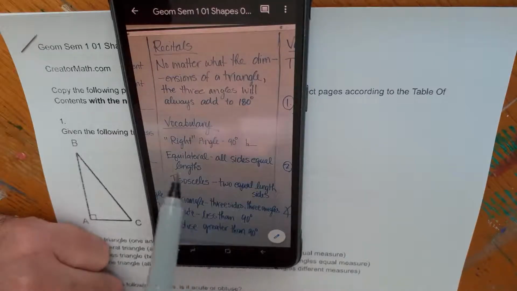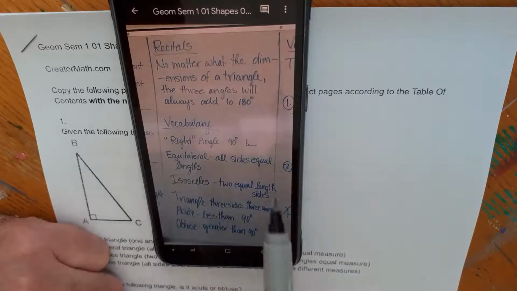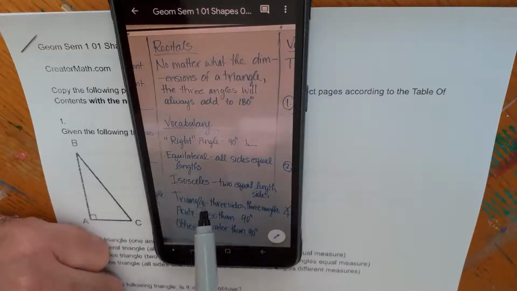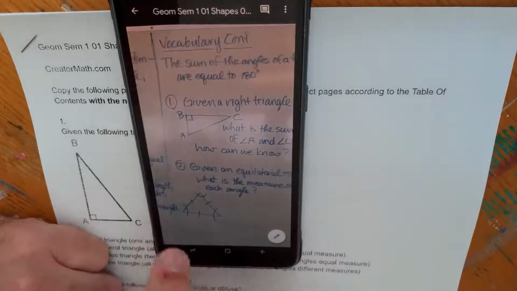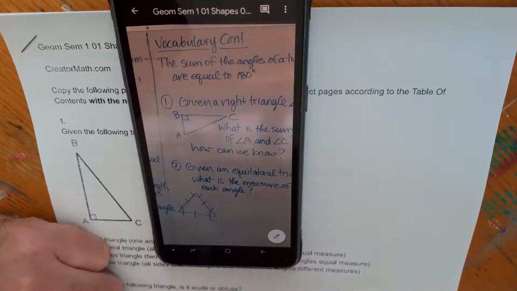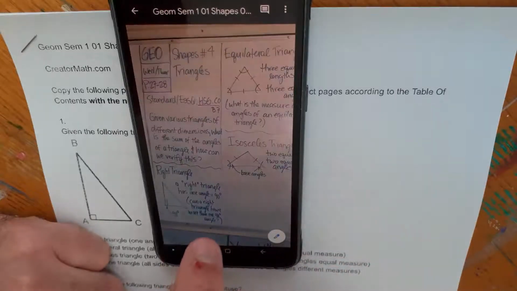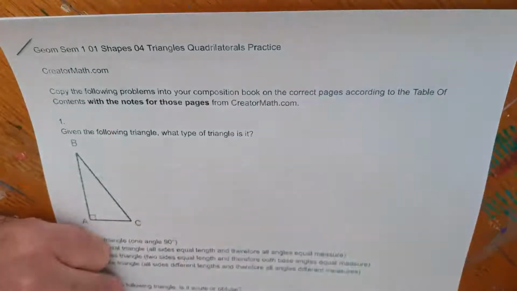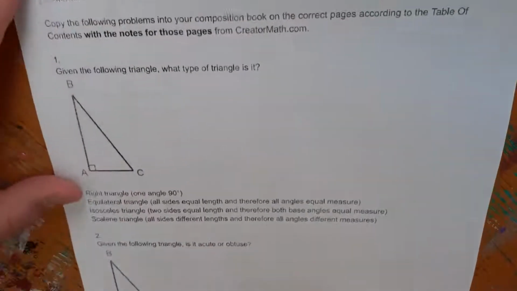Some recitals: no matter what the dimensions of a triangle, the three angles will always sum to 180 degrees. Vocabulary: right angle means 90 degrees. Equilateral means all sides equal. Isosceles is two equal sides. Triangle is a three-sided, three-angled shape, with an acute triangle having all angles less than 90 degrees, obtuse one greater than 90. What else? A couple problems, it looks like, that you copy into your comp book on the right pages. So follow those notes. That'll help you when you go to do these problem sets.